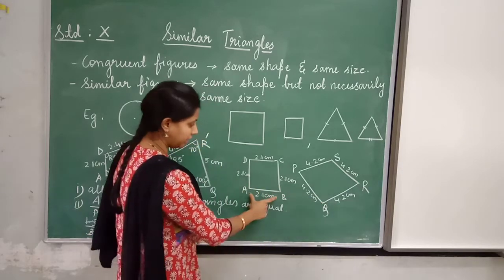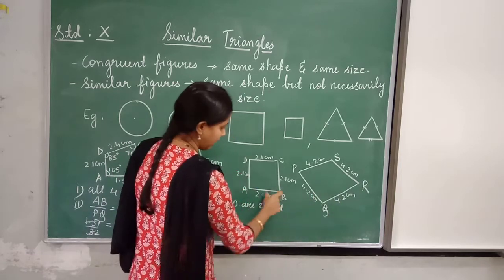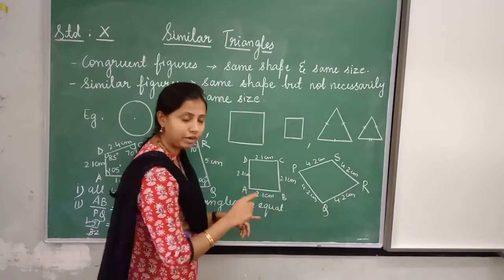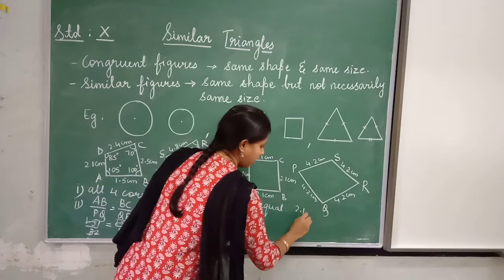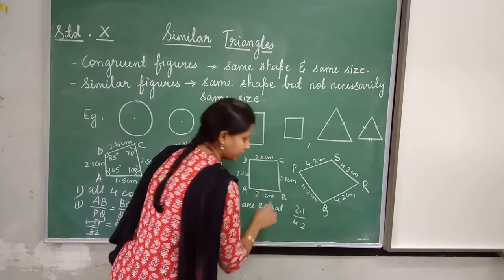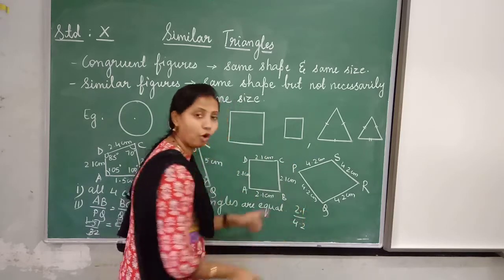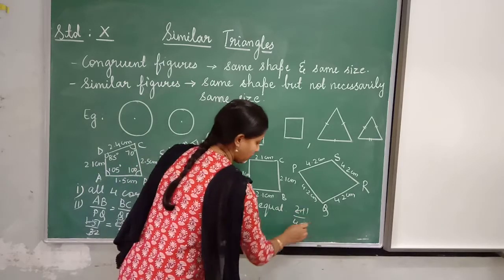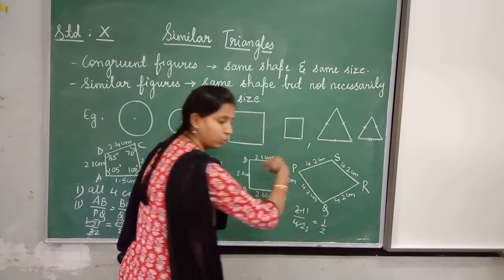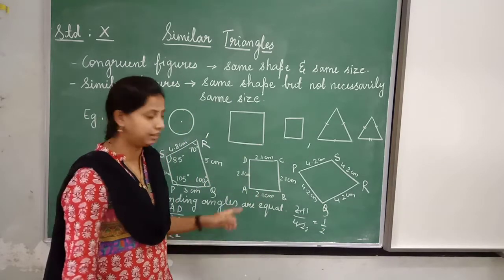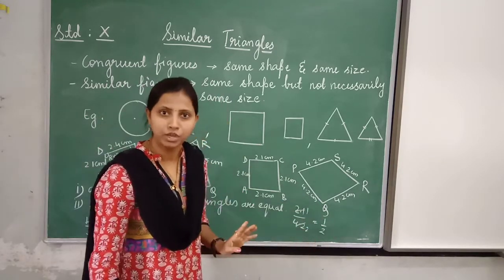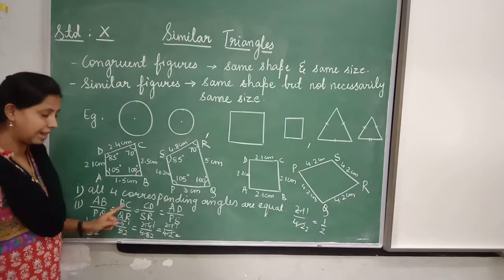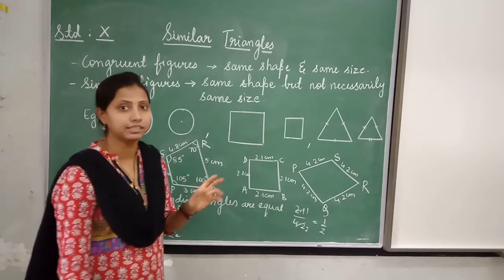If I divide AB by PQ and BC by QR, everywhere you will get 2.1 upon 4.2. The corresponding ratio of all the four sides, you will get 2.1 upon 4.2, that is 1 by 2. The ratio of the corresponding sides in these two figures is 1 by 2. So one condition is there, that is, the ratio of their corresponding sides is equal.